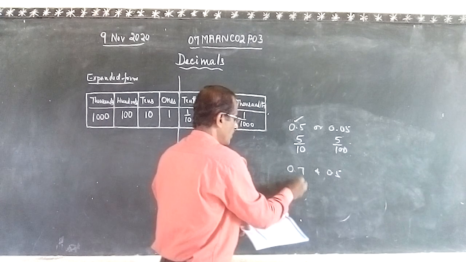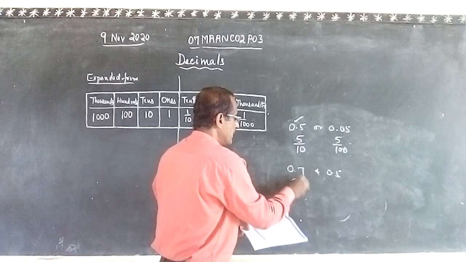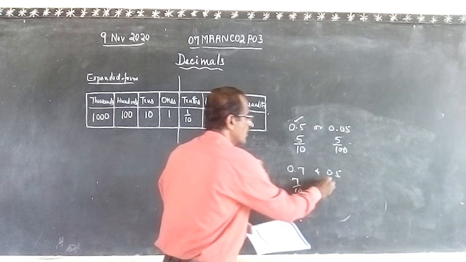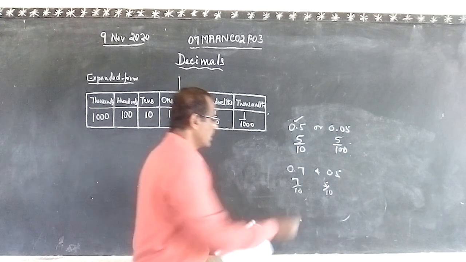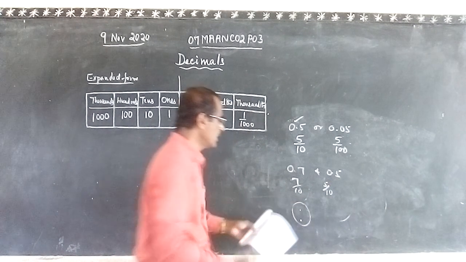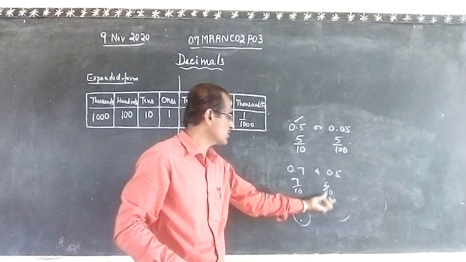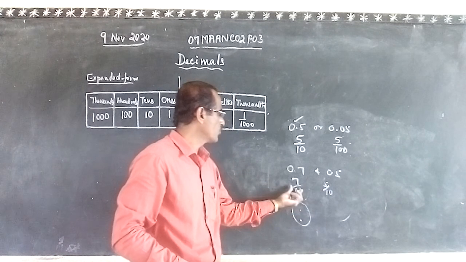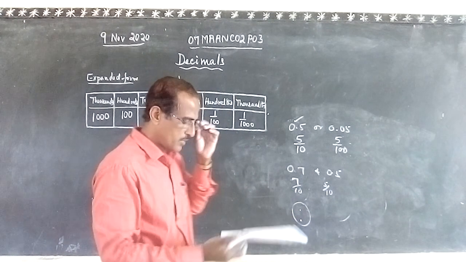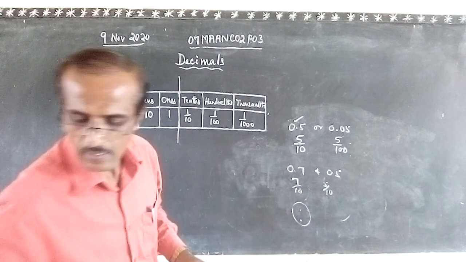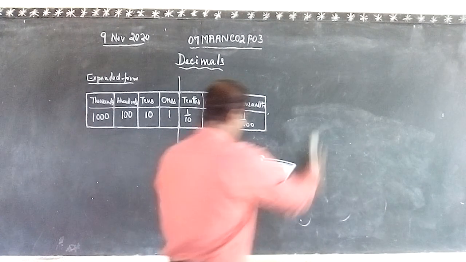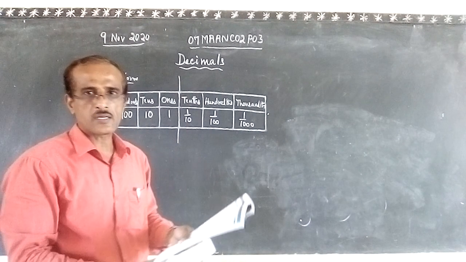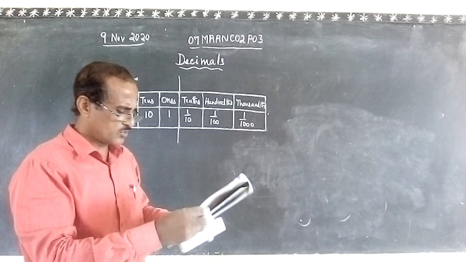And 0.7 and 0.5, which is more? 0.7 means 7 by 10. 0.5 means 5 by 10. See, a whole is divided into 10 parts, and 7 parts is more than 5 parts out of 10. So 0.7 is more. Like this we will learn. Next, look at the next one. In the same way, many questions are there in your textbook. You have to try those questions. Okay. Look at the next question.